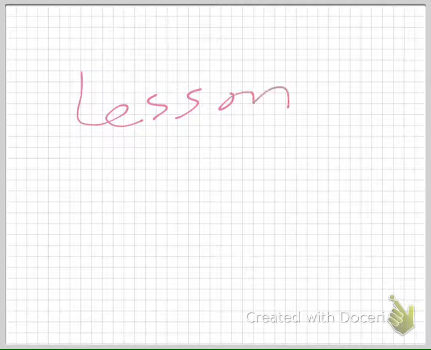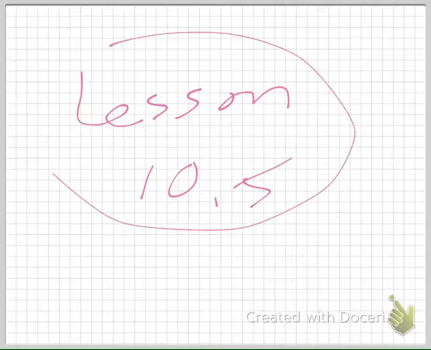All right, this is pre-algebra lesson 10.5, surface area. So here's the deal. I'm only going to show you how to do one of these, and then I'm going to let you guys get started. Because it's real simple.